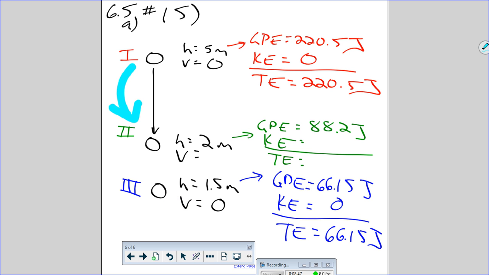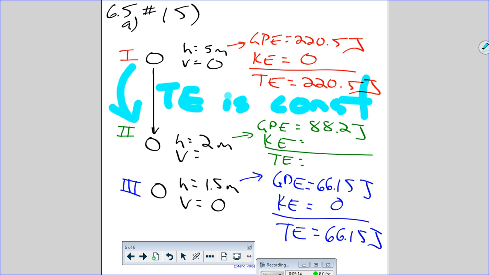Lucy just said between point 1 and point 2, the only force on it is gravity. That's a conservative force. So what should be true about the total energy between those 2 points? It should stay constant. Does that make sense? Because the only thing happening between here and here is you're converting GPE to KE, but our total is constant.